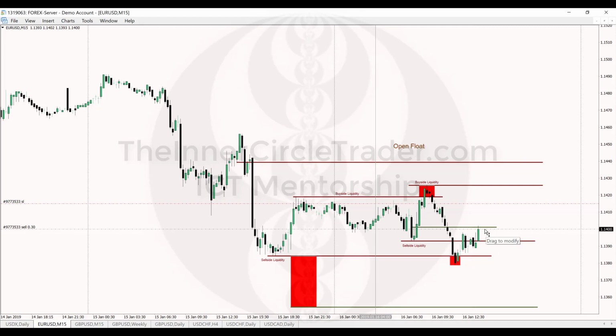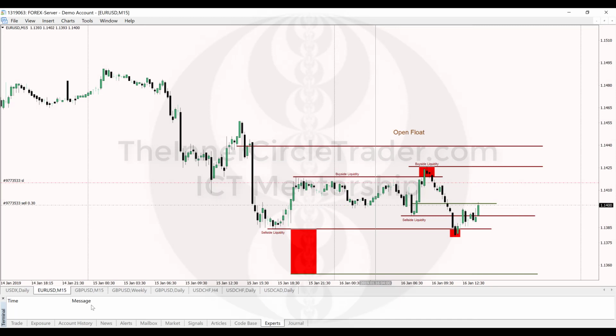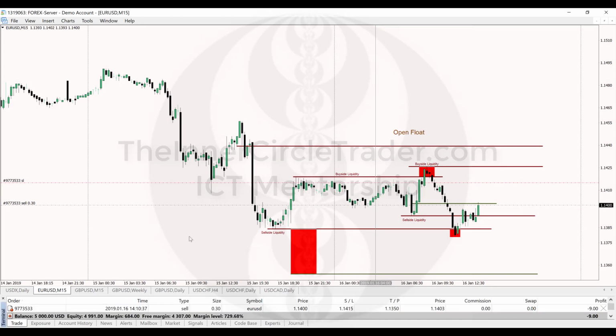Mean threshold. Missed it because I had to adjust the order. And here's our stop loss, which is above the bearish order block in here. So if it stops us, it's not a big deal. It's $45. And you guys can see everything here. So everything is being shown to you.